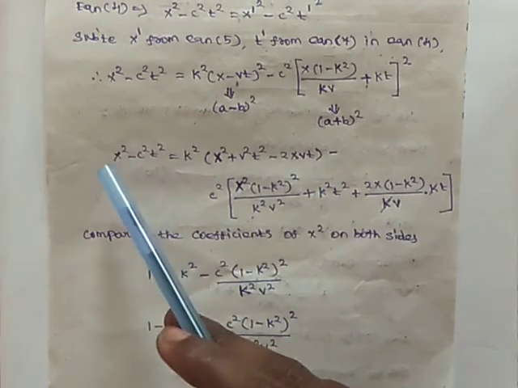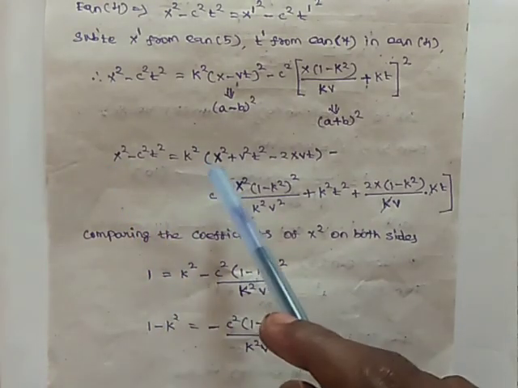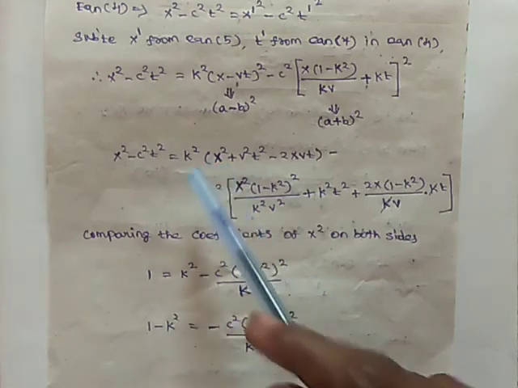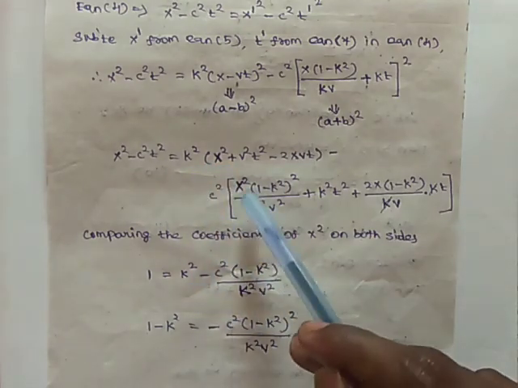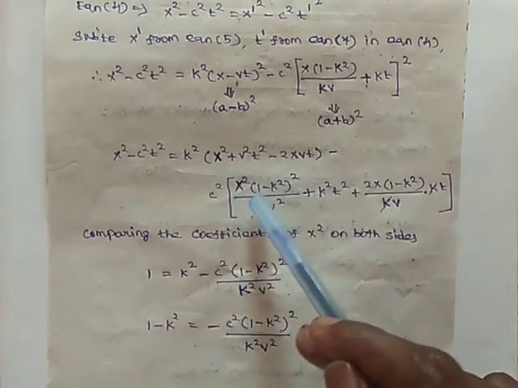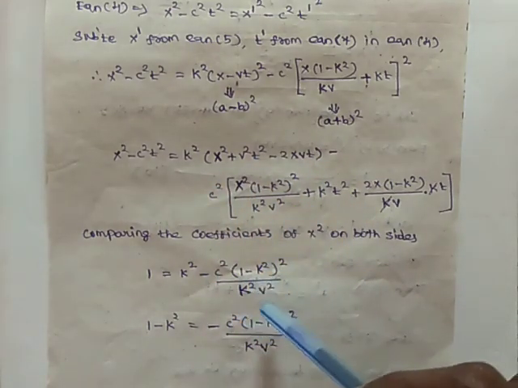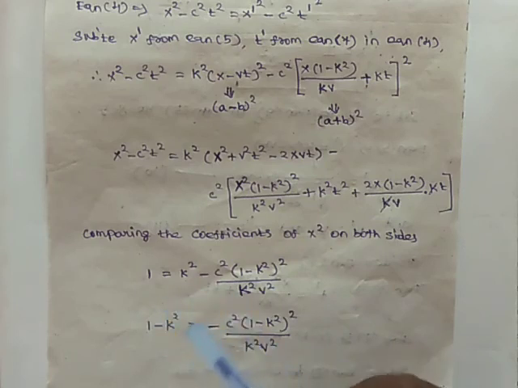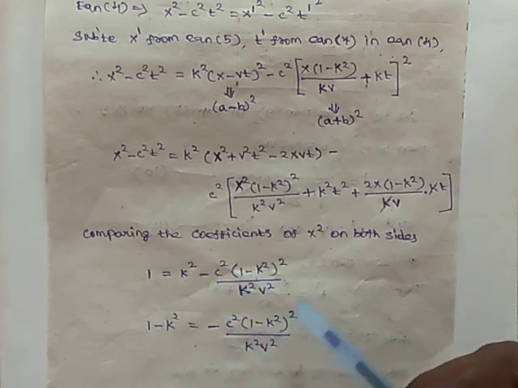So x square, the coefficient is 1. Here the coefficient of x square is k square, and here the coefficient of x square is minus c square into 1 minus k square whole square divided by k square v square. Bring this k square to the left hand side. 1 minus k square is equal to minus c square into 1 minus k square whole square by k square v square.